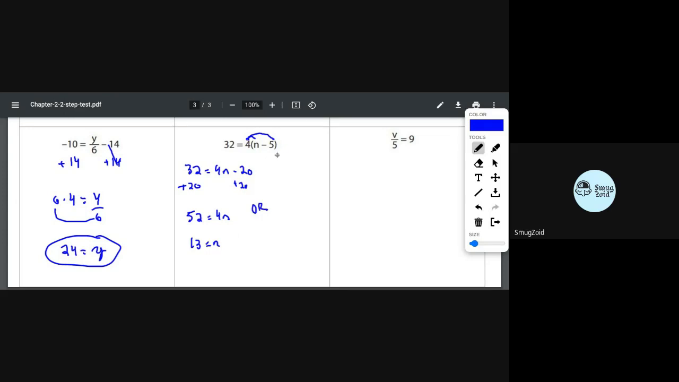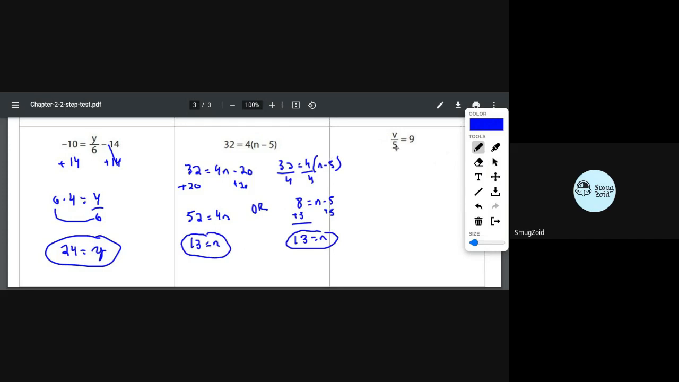Or, let's try it the other way, okay? So I'm going to clean off the top of this so I can show you what's going on. I take 32 equals 4n minus 5. I divide this by 4 and this by 4. So I end up with 8, not 9, 8 equals n minus 5. Add 5, add 5, 13 equals n. They come up the same. You can do either one.